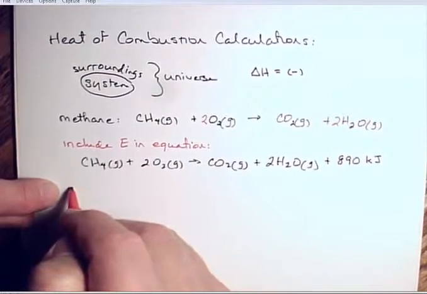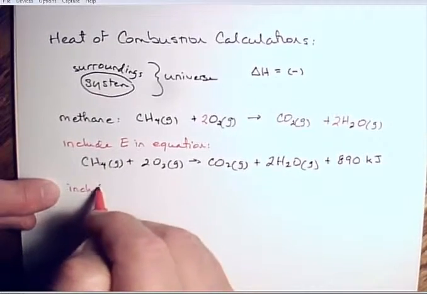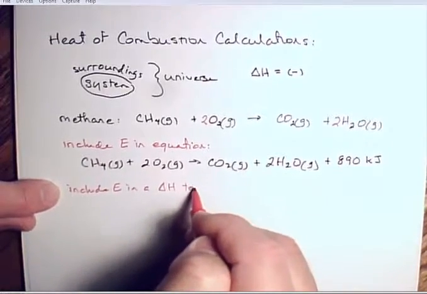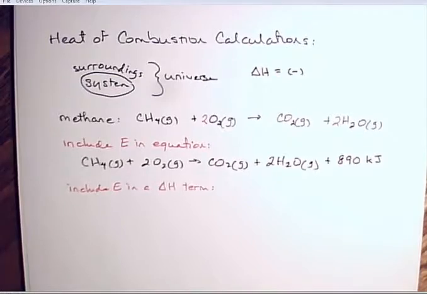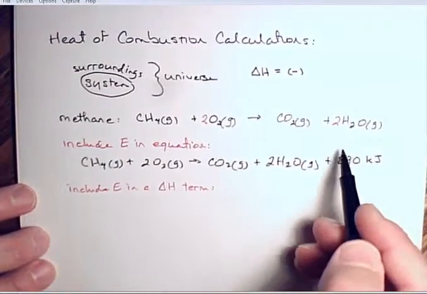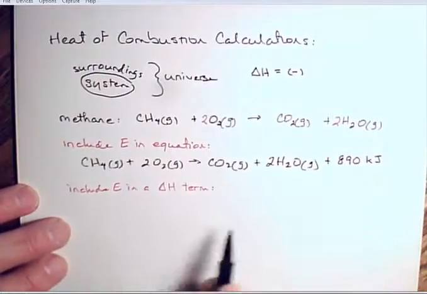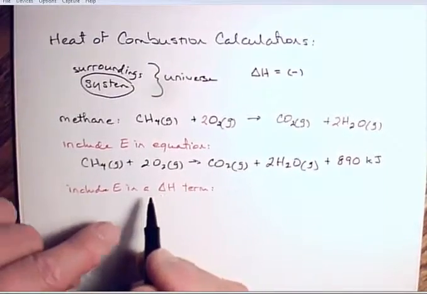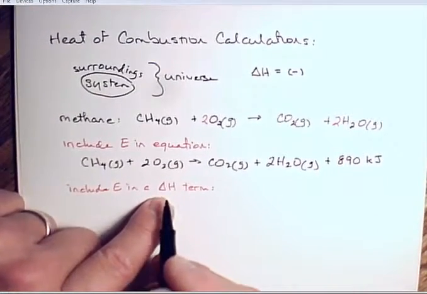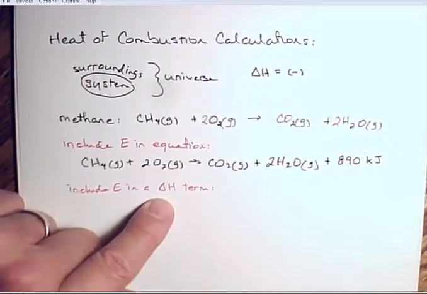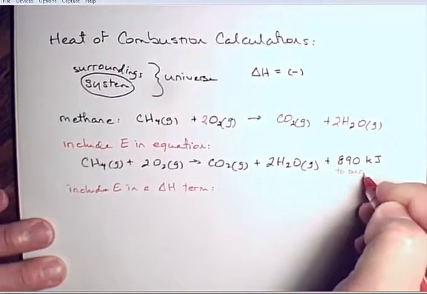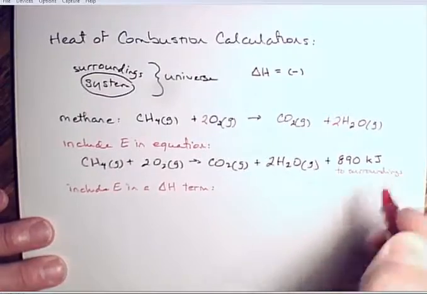Okay, I got it. All right, so let's not include E in the equation. Let's include the energy in a delta H term. Now, we're not going to have the energy in the equation. Since delta H is what's happening in the system, you have to know that. If I include the energy as a delta H term, that's happening in the system and not the surroundings. This is the surroundings. This is the energy that's being delivered to the surroundings.